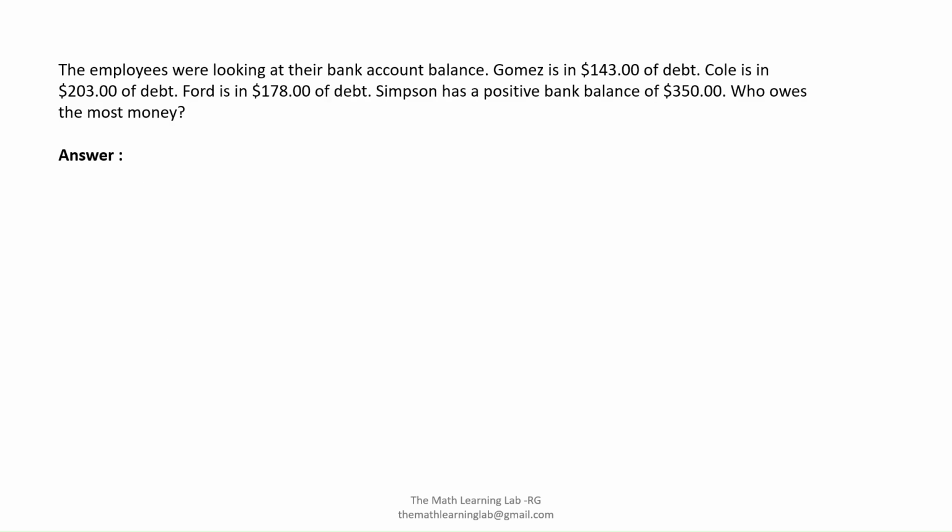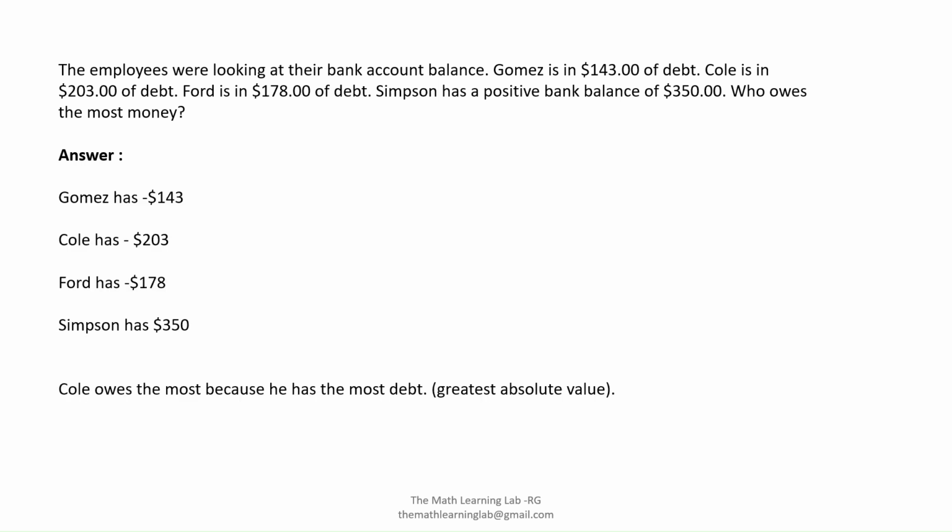Here is a word problem to try out now. The employees were looking at their bank account balance. Gomez is in $143 of debt. Cole is in $203 of debt. Ford is in $178 of debt. Simpson has a positive bank balance of $350. Who owes the most money?